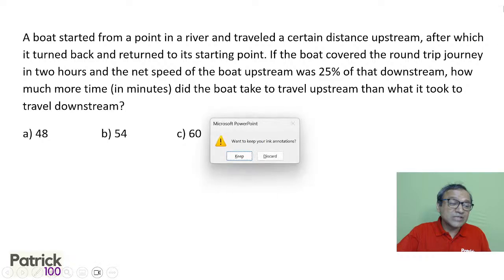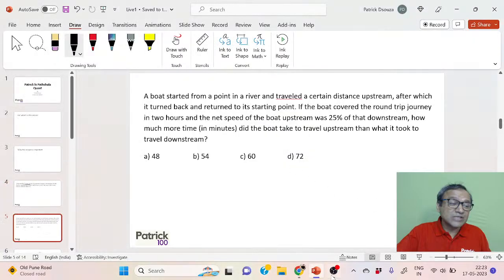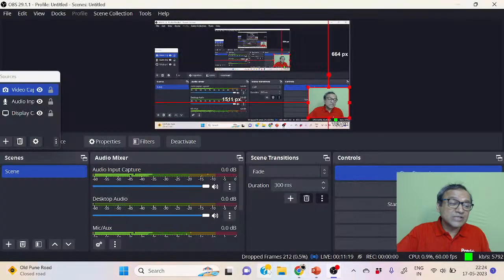I think there's some problem with the connection. Let me just check.